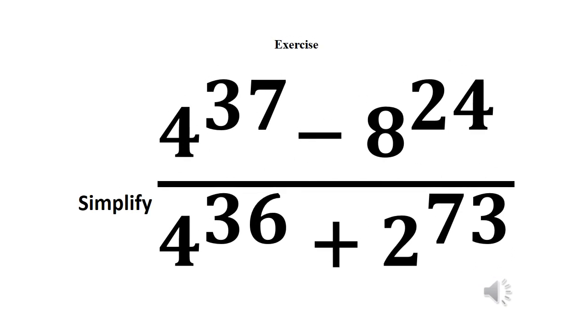So our next exercise will be 4 raised to power 37 minus 8 raised to power 24, all divided by 4 raised to power 36 plus 2 raised to power 73. Simplify.